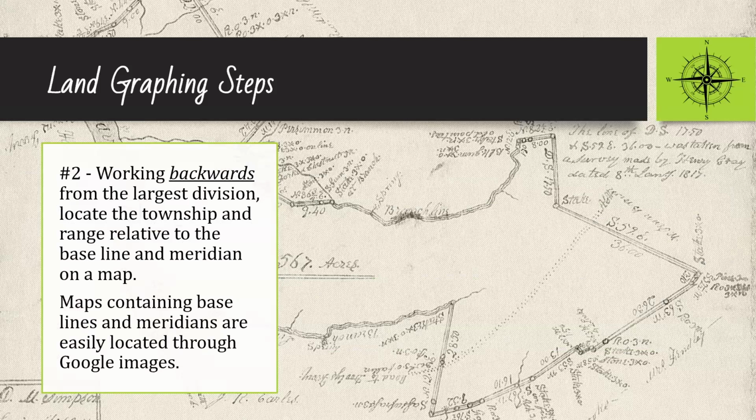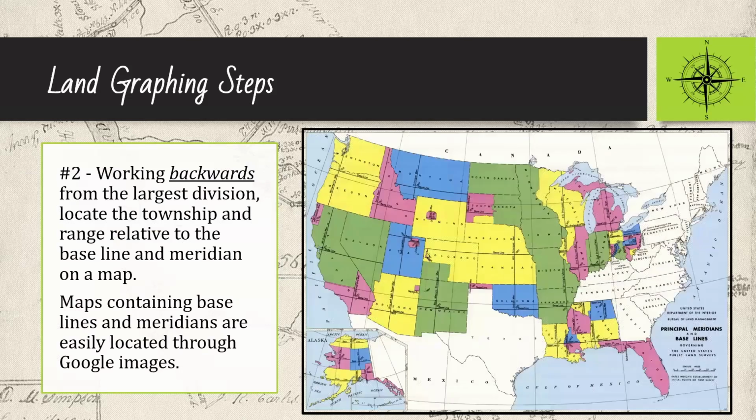So with land graphing, you're going to work backwards from the largest division, find the township and range relative to the baseline and meridian on your map. So here's what I was mentioning before. Here's a map. You can see all of the state land states are white because they don't need this because they have their own system. I just pulled this up from Google, so it should be fairly easy to find and figure out what your baseline and meridian are.